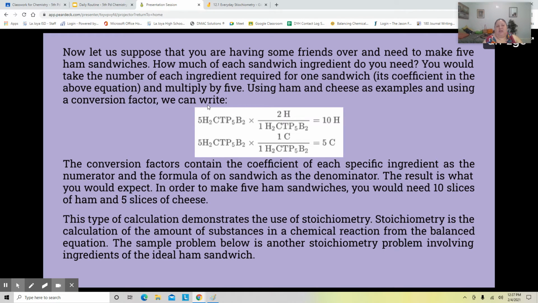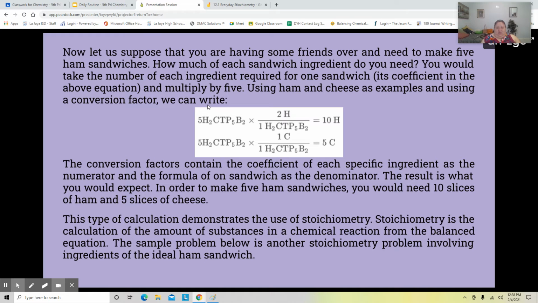Students are always hungry. So Oscar goes inside and he checks and sees, okay, do I have enough for all 5 sandwiches, right? So how much of each ingredient do you need? You would take the number of each ingredient required for one sandwich, its coefficient, and multiply by 5, right? That would be the way you would try it.